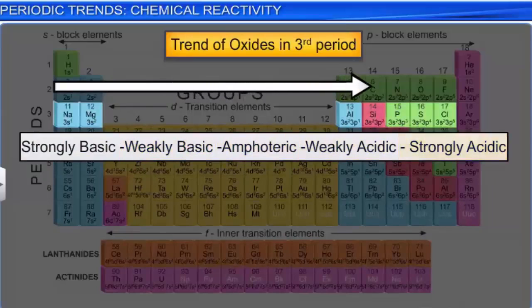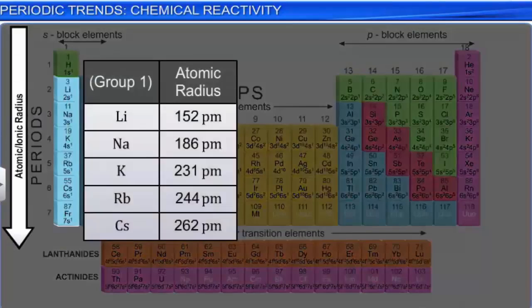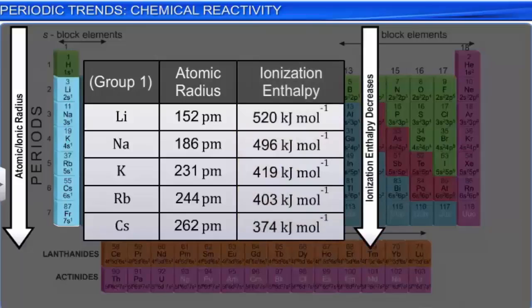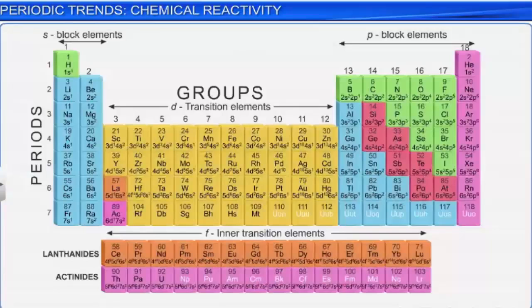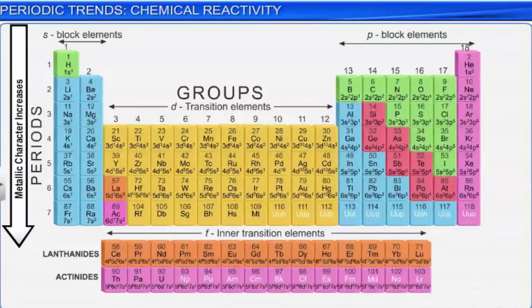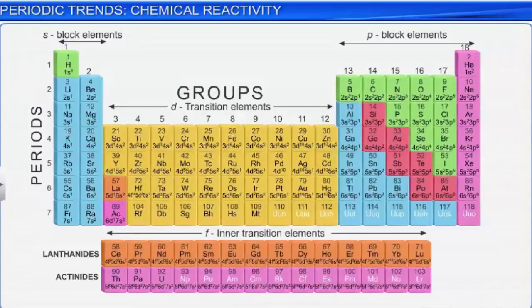Let's now consider the chemical reactivity down a group in the periodic table. The atomic and ionic radii typically increase down a group. As a result, for representative elements, the ionization energies gradually decrease and electron gain enthalpies become less negative down a group. Also, the metallic character increases down the group while the non-metallic character decreases down the group. Therefore, the chemical reactivity increases down a group for alkali and alkaline earth metals, while it decreases for halogens down the group.